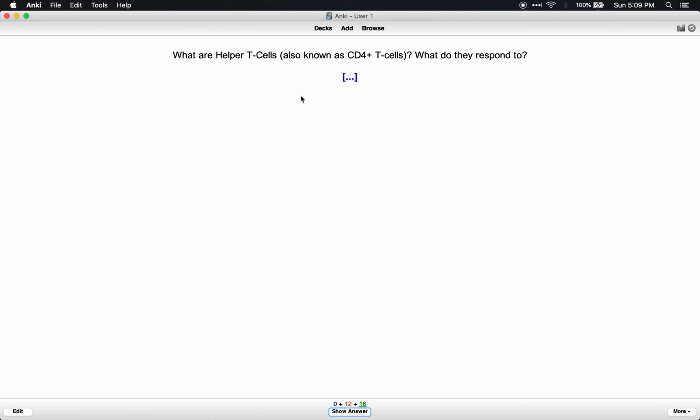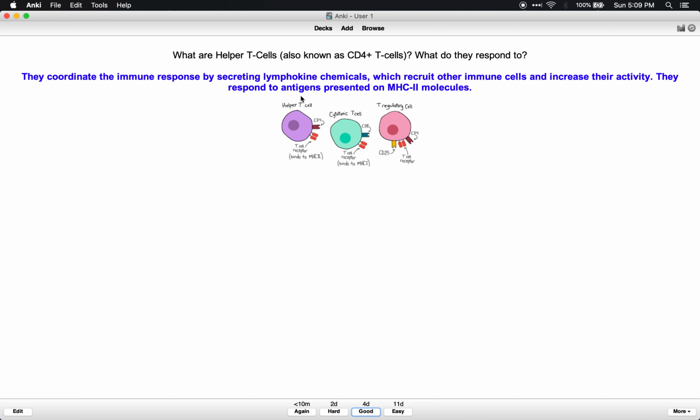Helper T cells, I don't know what they respond to. They coordinate the immune system by secreting lymphokine chemicals, which recruit other immune cells and increase their activity. They respond to antigen on class 2 molecules, so the exogenous pathway. They respond to MHC2. So helper T cells bind to MHC2.